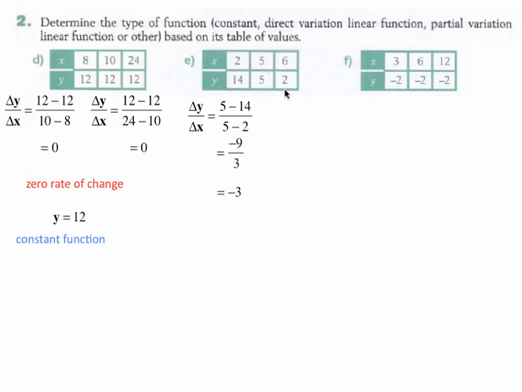Let's see. Then I'm going to look at these 2 points. So my delta y over delta x is 2 take away 5, which is negative 3, and then 6 take away 5, which is 1. So that gives us negative 3 over 1, which is, once again, negative 3. So our slope has remained constant. That means that we have either a direct variation or a partial variation. We just have to determine whether it passes through the origin or not.